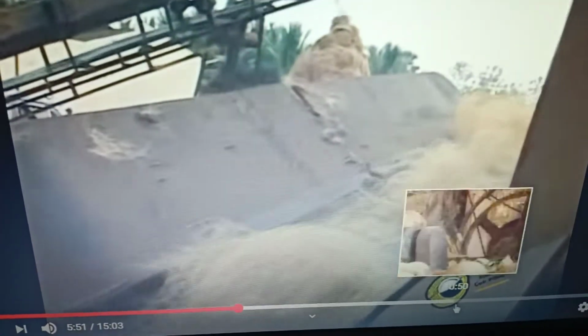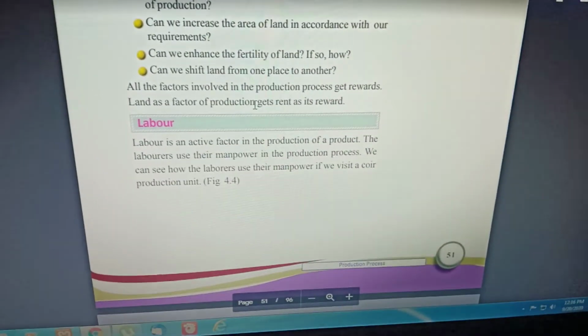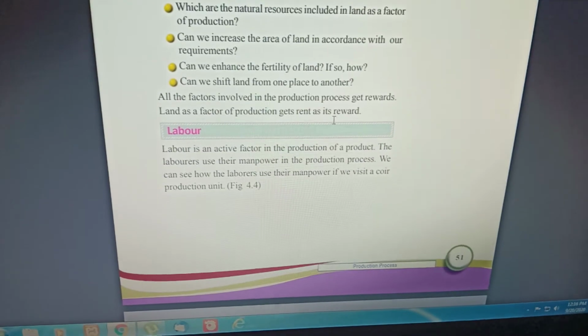The machine is working with the help of a 50 HP motor. The conveyor leads to a revolving screener, and with the help of the revolving screener, it separates the pith. From this video you came to know how coconut fiber is made from coconut husk.